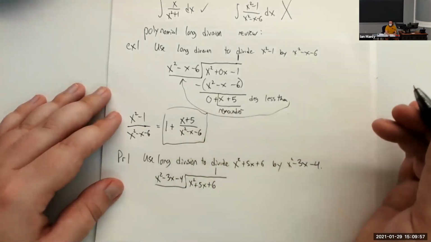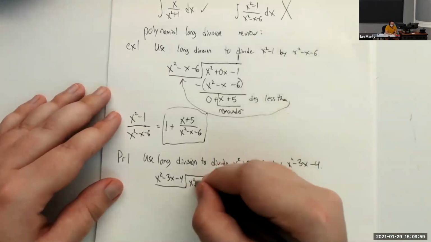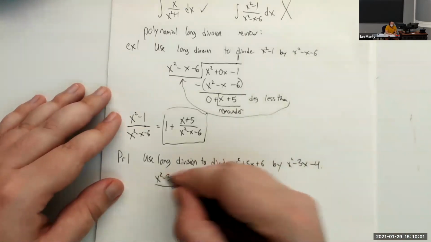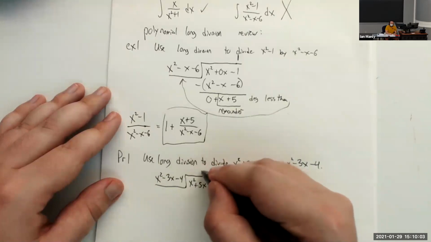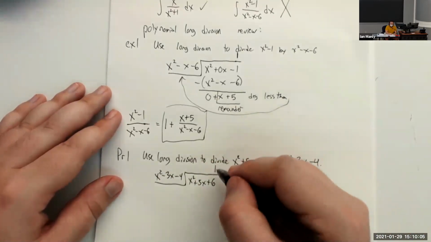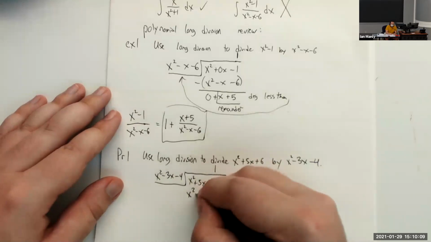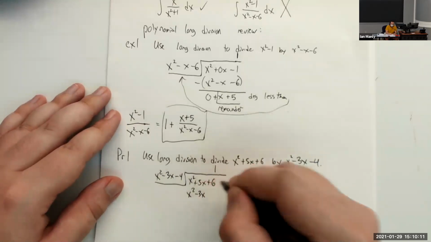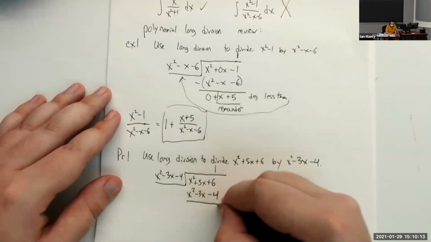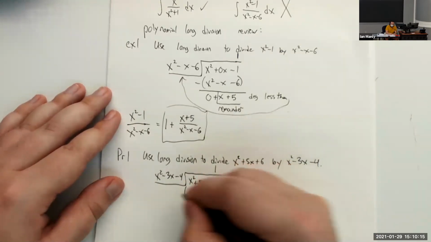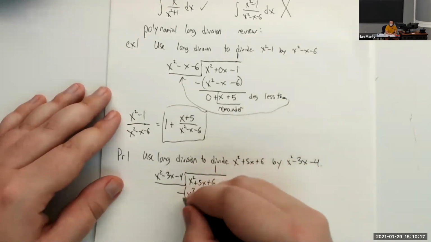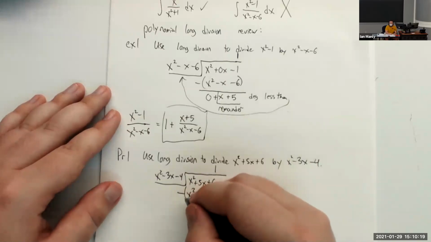Now, it won't always be 1 for long division. Like maybe if this were x cubed, I would multiply this by x to get there, so I'd put an x up here instead. But in this case, it is 1 again. I do 1 times this, and I have x squared minus 3x minus 4. And then remember, I'm subtracting all this. It's really easy to get a sign error right here.